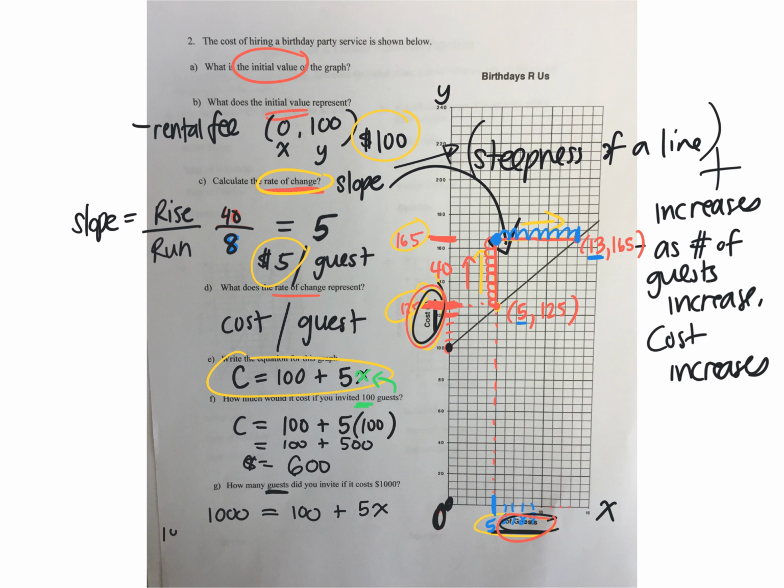1,000 minus 100. That will be equal to 5 times the number of guests. What's 1,000 take away 100? Okay, so 5 times something gives you 900. Work backwards. What's the opposite of multiplication? Divided by 5. Good. So the number of guests would be what? Pardon? 180. So if you spent $1,000, you could have 180 guests at the party.